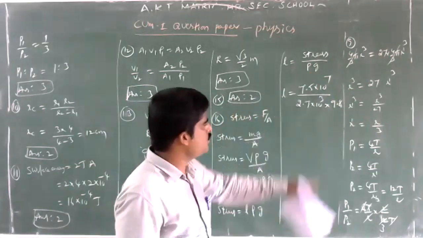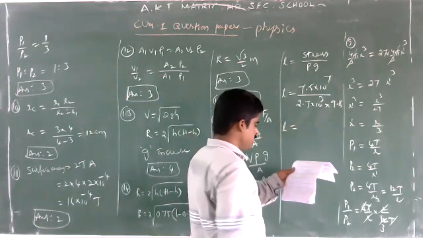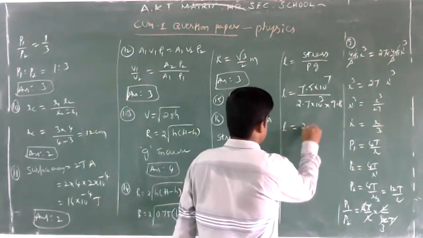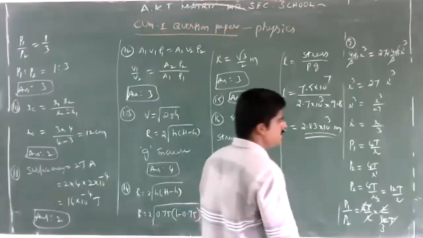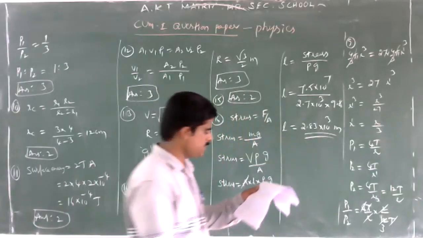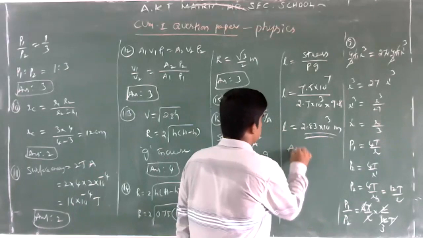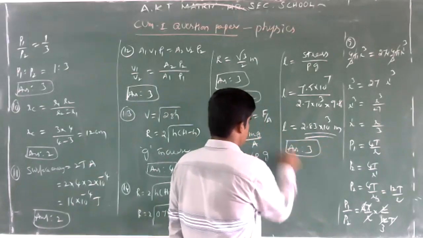You simplify this and you will get L is equal to 2.83 × 10^3 meters. That is the required length of aluminum wire. Okay, so which option is correct? The third option is correct. 16% chose the third option. Next, 71.